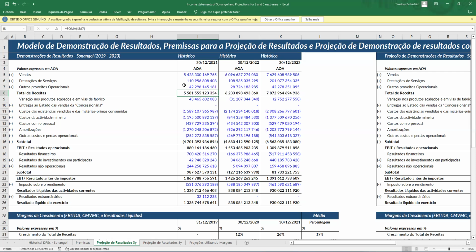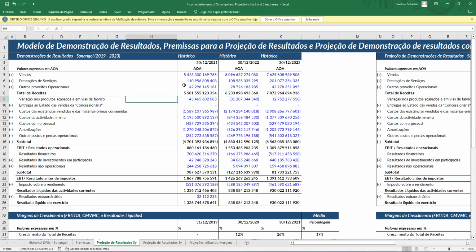So it's a good point, but their problem, as we can see here, is not in the sales. They can maintain the percentage of growth in sales. So yeah, it's a good point. We can see here the variação nos produtos acabados e nas vias de fabrico. I'm going to speak it in Portuguese because some words I don't know in English.